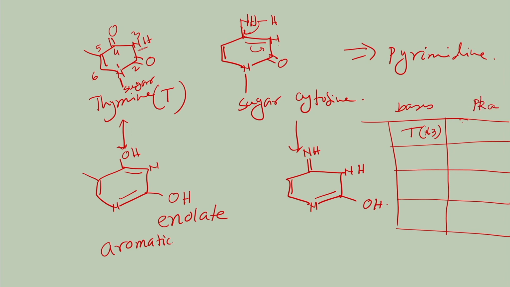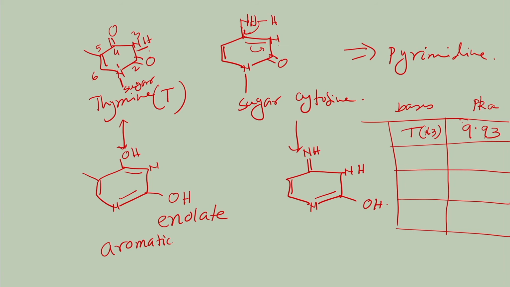The pKa value of N3 of thymine is around 9.93. That means this NH would be deprotonated if the pH of the solution is above 9.93. If the pH is above 9.93, then the NH would be deprotonated and it will exist as N. Below that pH, it will stay as NH.